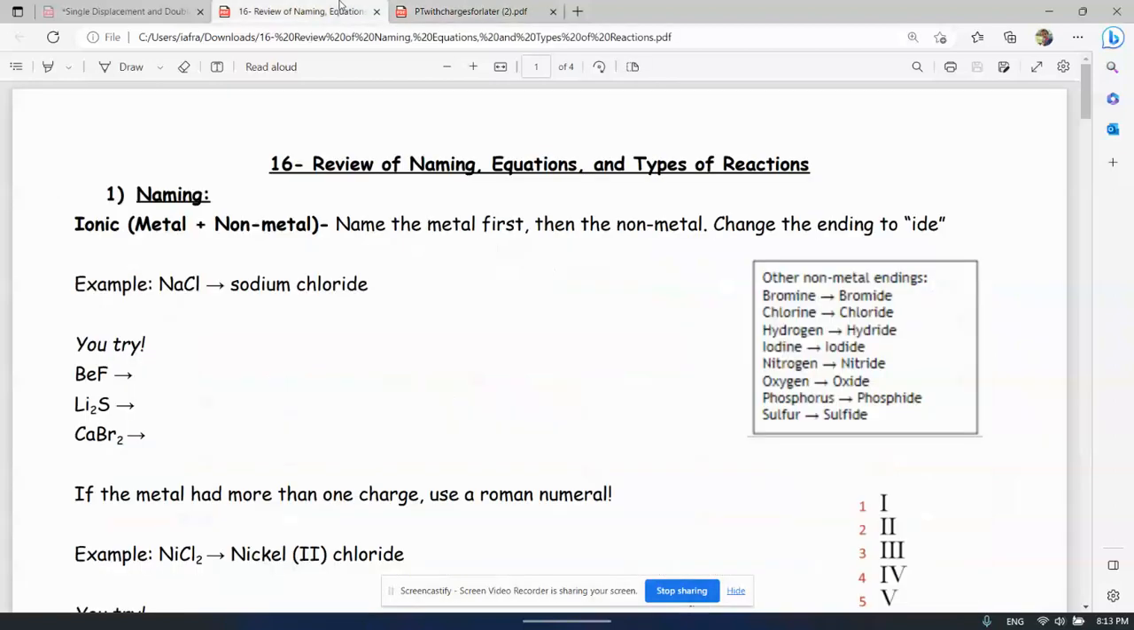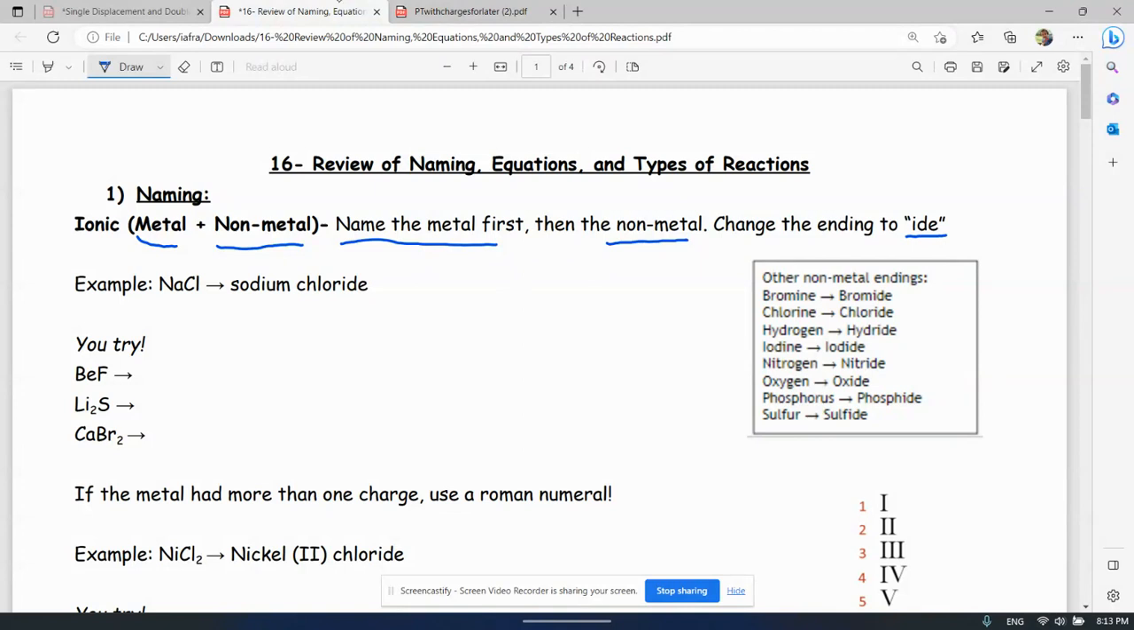In this video, we're going to do a quick review of naming compounds. We're going to start off with naming ionic compounds. Ionic compounds are those made up of a metal and a nonmetal. And the major rule for naming such compounds is first you name the metal and then you name the nonmetal. What you need to remember is for the nonmetal, you need to change its ending to IDE.